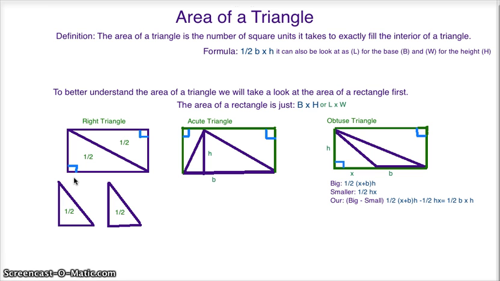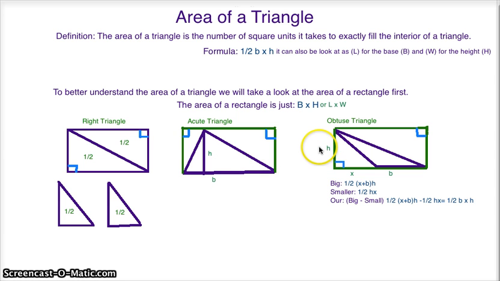If we're looking at an acute triangle, we don't have a right angle, so we have to make one ourselves. So we would draw a line straight down, and we would find that height, and we would then use the same base, because it's just the same line of the rectangle.